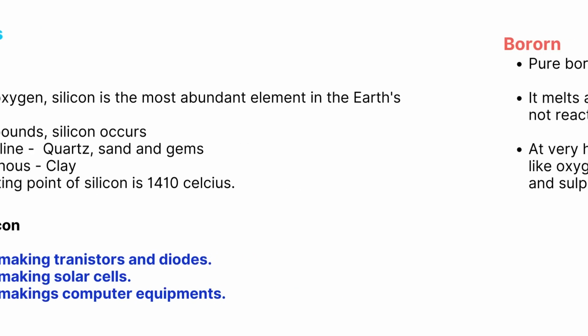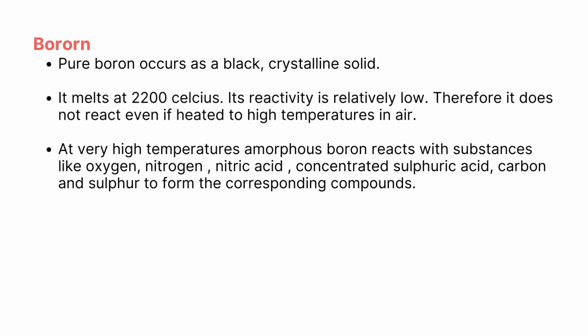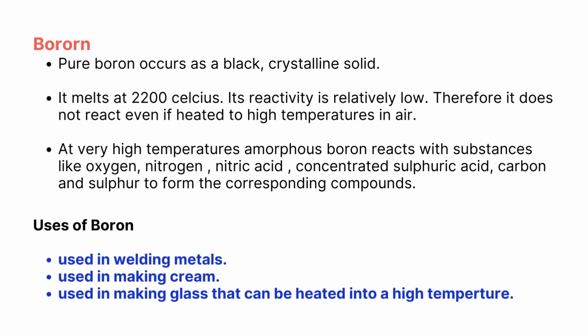Next is boron. Pure boron occurs as a black, crystalline solid. It melts at 2200 Celsius. Its reactivity is relatively low. Therefore, it does not react even if heated to high temperatures in air. At very high temperatures, amorphous boron reacts with substances like oxygen, nitrogen, nitric acid, concentrated sulfuric acid, carbon, and sulfur to form the corresponding compounds. Uses of boron: used in welding metals, used in making ceramics, used in making glass that can be heated to a high temperature.